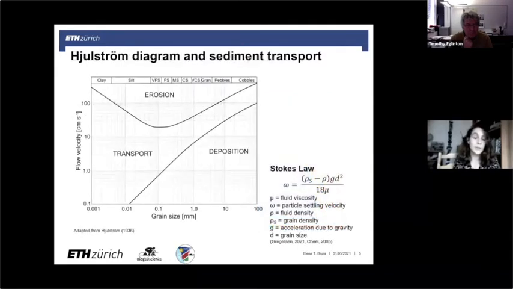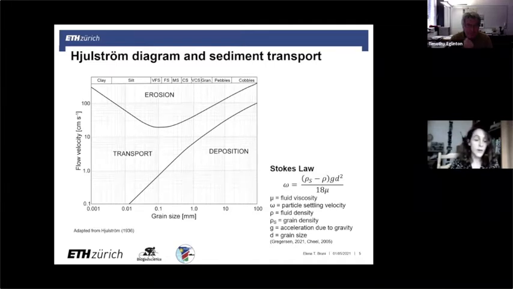For this, I have to go back in time and present you the principles of hydrodynamics of the sediment. Already in 1936, Hjulström performed some experiments with sediment grain sizes, and he shows that different grain sizes are eroded at different flow velocities. This was already known and might not surprise you too much, but this was the first scientific description of this relationship.